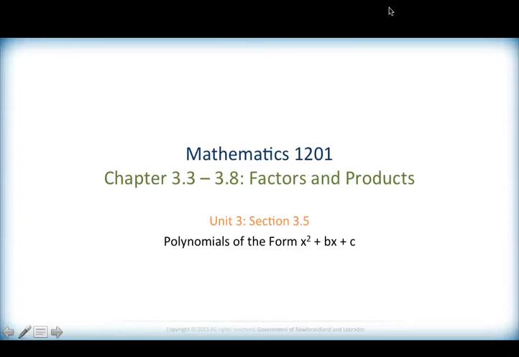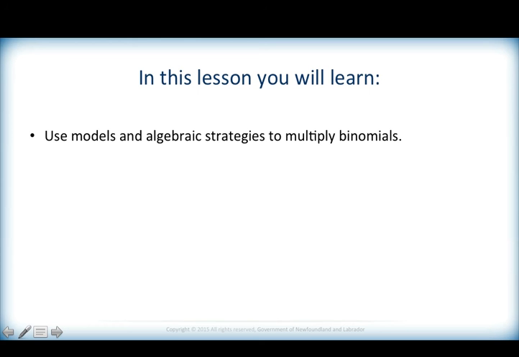In this lesson, we will look at Unit 3, Section 3.5, Polynomials of the form x squared plus bx plus c. In this lesson, you will learn how to use models and algebraic strategies to multiply binomials.